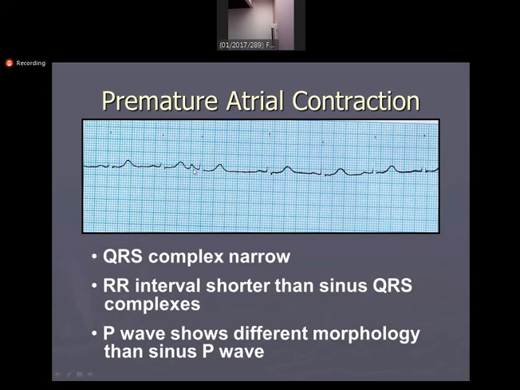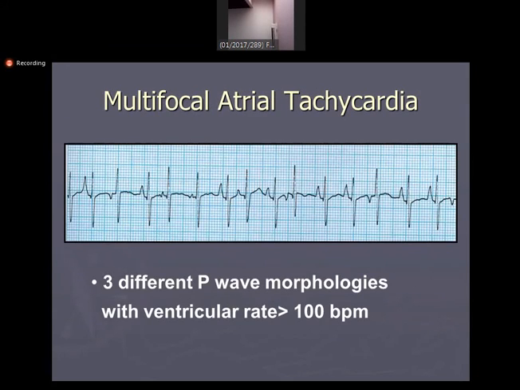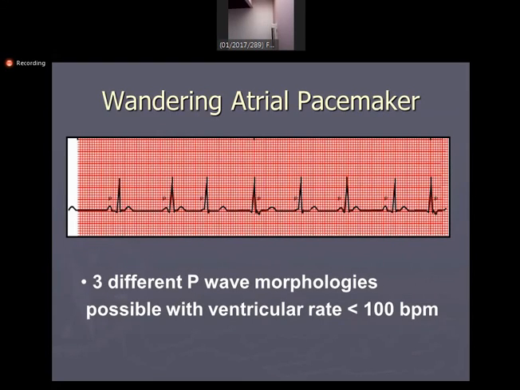It looks like it is not arising from the sinus but from the atria. So it is an atrial contraction which is coming early. So it is called premature atrial contraction. This is a different type of premature beat. I don't want to go into the detail of these things because it is too early for you people.